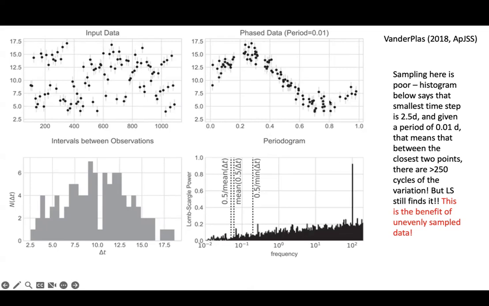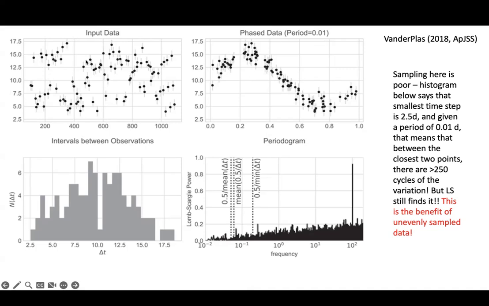But the period is 0.01 days. And Lomb-Scargle finds it. It finds it really obviously, and it's beautifully phased up. This is the benefit. This is the power, the magic of unevenly sampled data. If this was evenly sampled data, we would not be able to recover this.